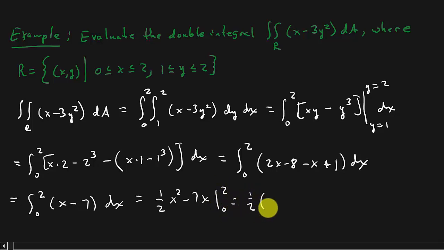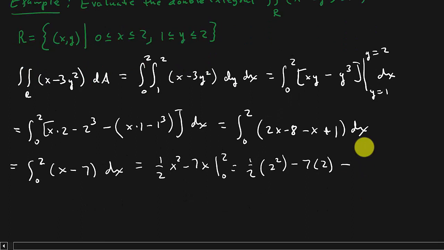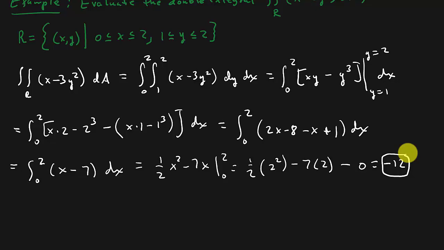So that's going to be 1/2 times 2 squared minus 7 times 2 minus. Now, you ought to know this by now. We've got to plug the 0 in for x. But look, when you plug the 0 in, what's that going to give you? That's just going to give you 0, right? And so we get an answer of negative 12. All right. So there's the answer to that one.